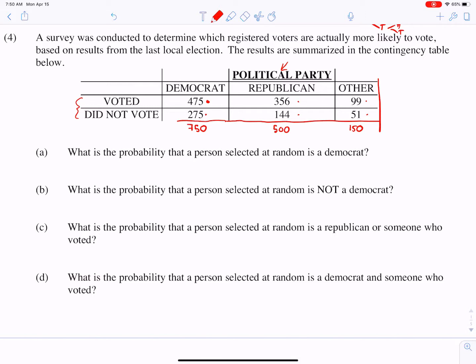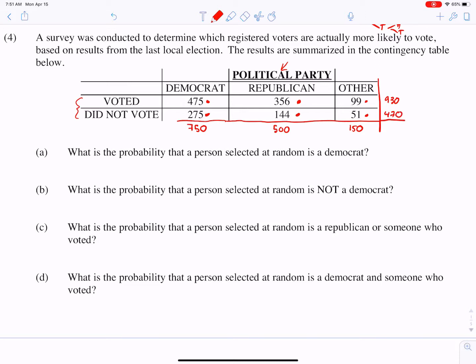Similarly, we would add across the side. The total number of people who voted would be the 475, the 356, and the 99. If you add those up, you get 930. And the people who did not vote, the 275, the 144, and the 51, if you combine those all together, you get 470 people did not vote.